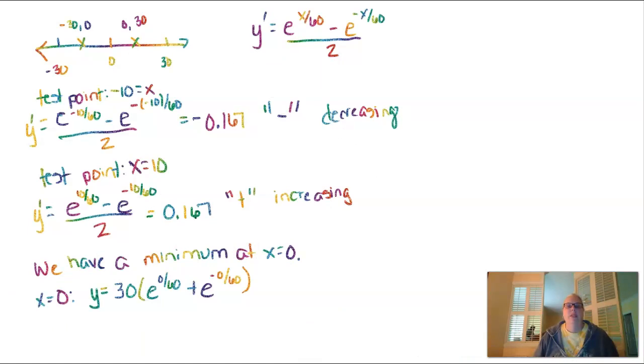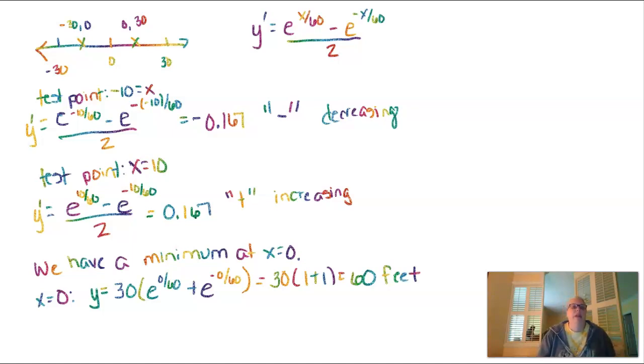Alright, and so by putting 0 into our original function, this is what we get. y is equal to 30 times the quantity e to the 0 over 60 plus e to the negative 0 over 60. Now, 0 over 60 is just going to end up being 0, and e to the 0 is 1. So we actually have 30 times 1 plus 1 here, which is going to give me 60, or in this case, 60 feet. So our minimum is 60 feet.